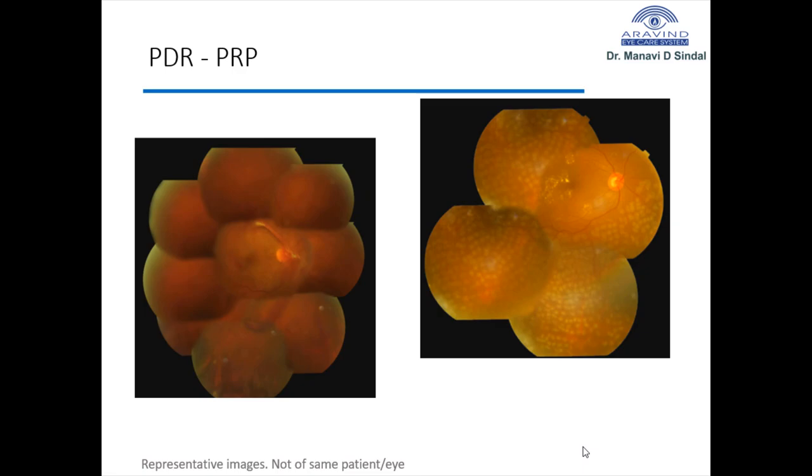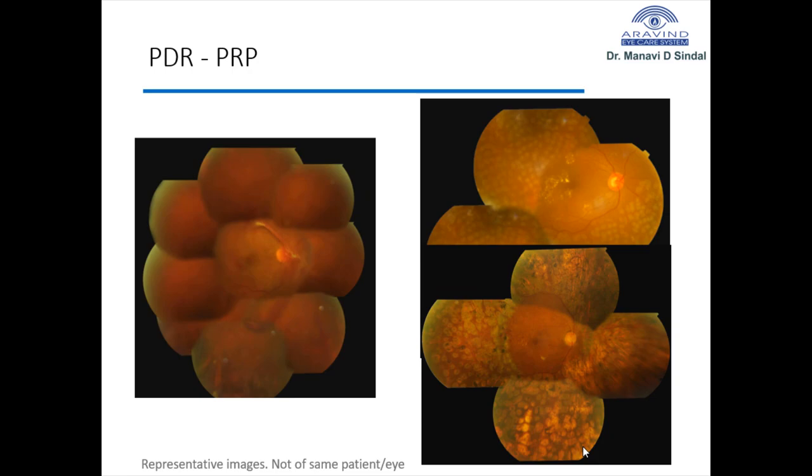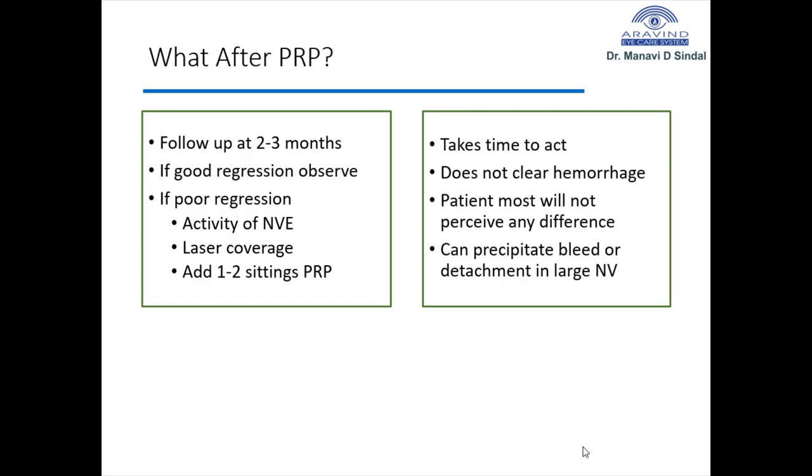So this is an image of an eye which has received fresh laser. So these spots are all yellow. Over time these lasers scar and become dark like this. And the laser acts to cause regression of the new blood vessels. The action takes about 2 to 3 months to occur. So we observe the patients after the 3 settings of laser. And if there is still activity, we may need to do additional laser, add-on laser again.